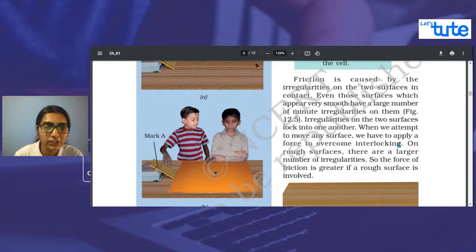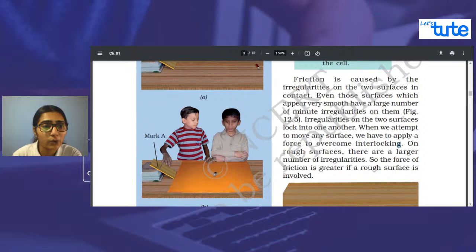Out of the factors affecting friction, one is the surface. The surface is very irregular, and it will look smooth, but it is not. Also, one more thing is how friction looks and all. Those are the things that are there.